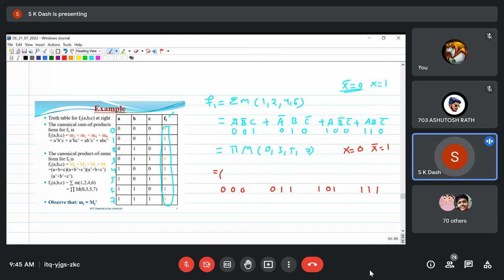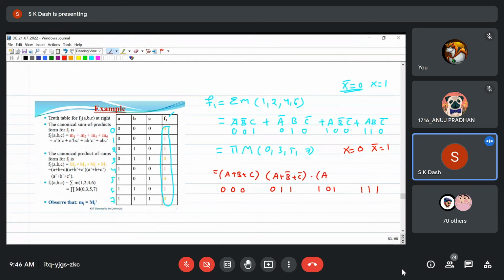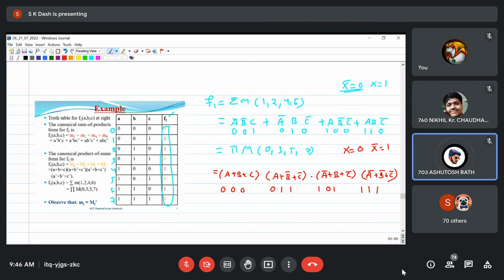Now it is a sum term, so it will be an addition. So 0 means A plus B plus C, then dot A plus B bar plus C bar, dot A bar plus B plus C bar, dot A bar plus B bar plus C bar. Is it clear up to this? Yes, sir. So this will be very much useful.